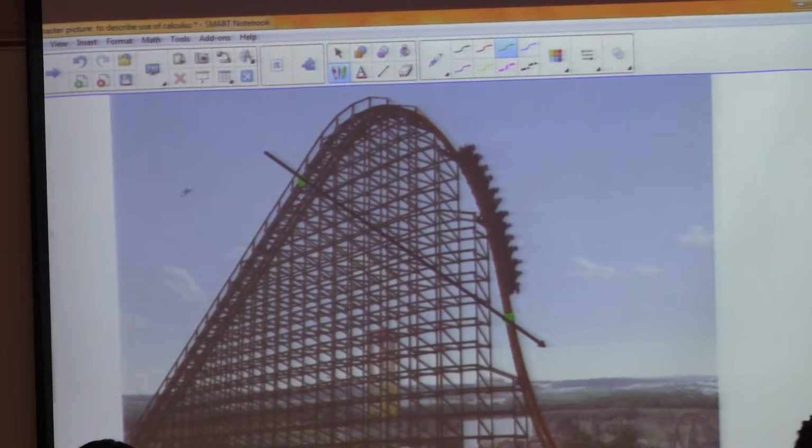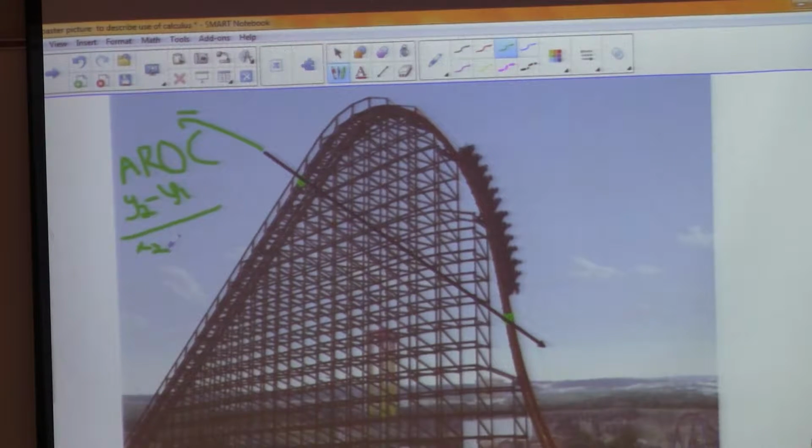The slope of this line would be the average rate of change, AROC. So for simplicity, we're going to say AROC, average rate of change. To figure that out, we have to do y2 minus y1 over x2 minus x1. The basic slope formula. That's telling us the rate of change.